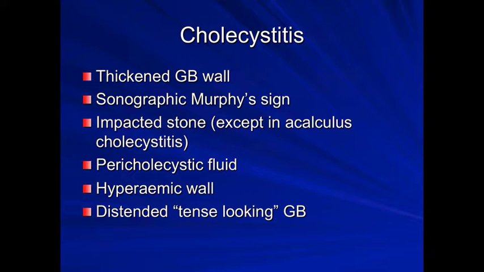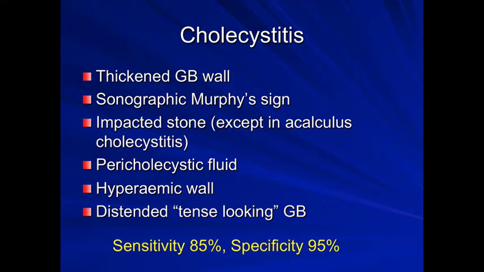The wall may be hyperemic if you look with Doppler, although usually this doesn't tend to add much. The gallbladder itself is usually distended, and so it looks full and tense, although in the setting of chronic cholecystitis, where the gallbladder wall is thickened and fibrotic, it may not be able to distend. Overall, as we've mentioned, ultrasound is good for diagnosing cholecystitis and has a sensitivity of 85% and a specificity of 95%.